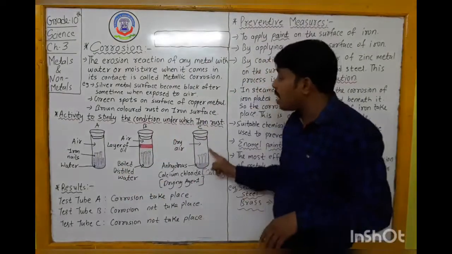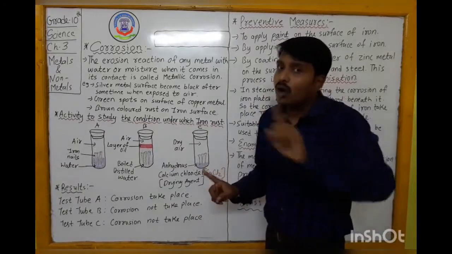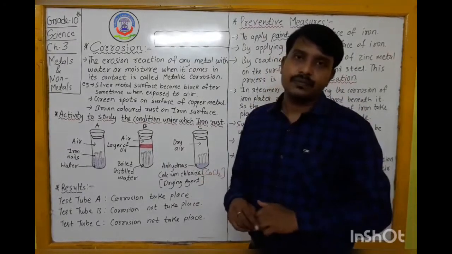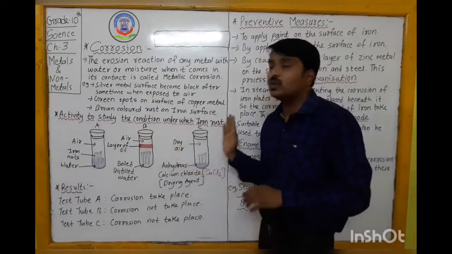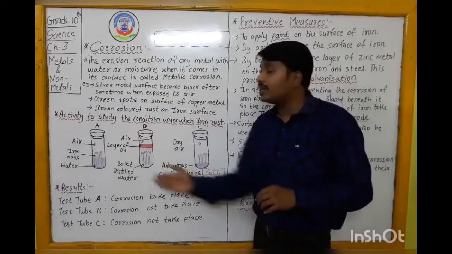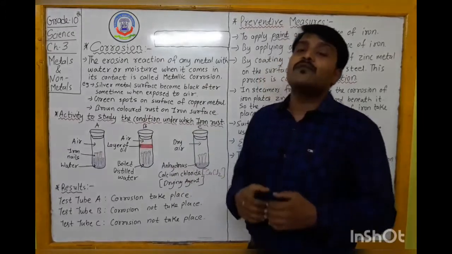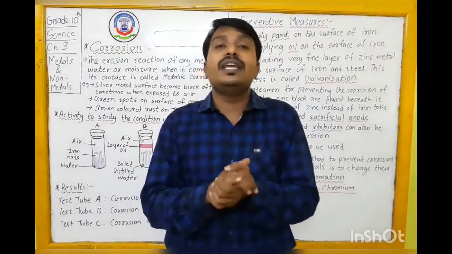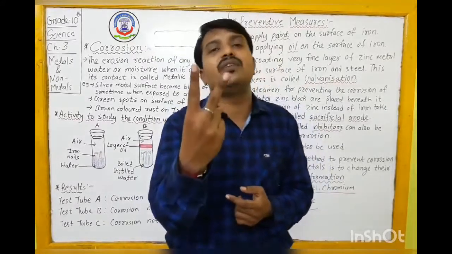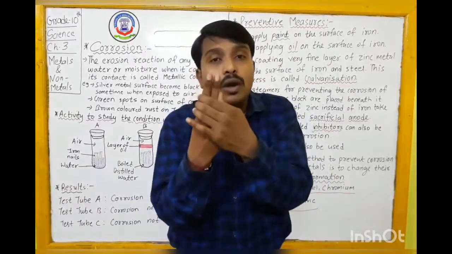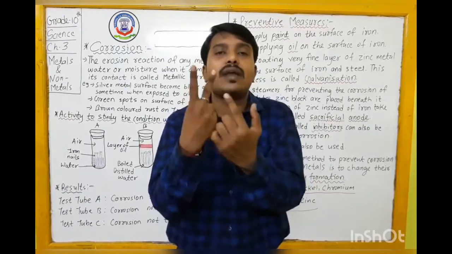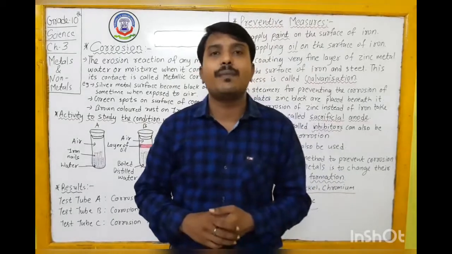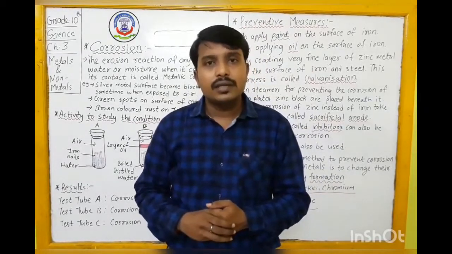So देखो, खाली हवा है, खाली air है, water नहीं है. That's why corrosion is not going to take place. Okay dear students, so this way you have to understand the activity. So by doing this activity, we came to know that for the corrosion process to take place on any metallic surface, we need air as well as we need the water. These two, air and water in combination, carry out the process of corrosion of any metallic surface. Okay, is it clear?